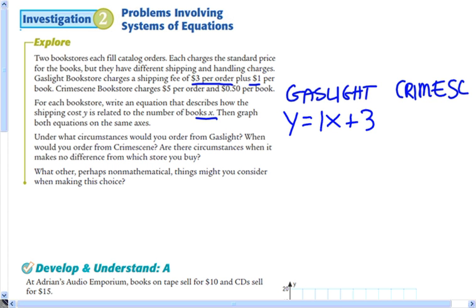And the other bookstore, Crime Scene, charges $5 per order and 50 cents per book. So that equation would look like this: 50 cents times X plus $5. Now, if we graph these two, they have different slopes, so they're going to have different lines. So let's go ahead and do that.